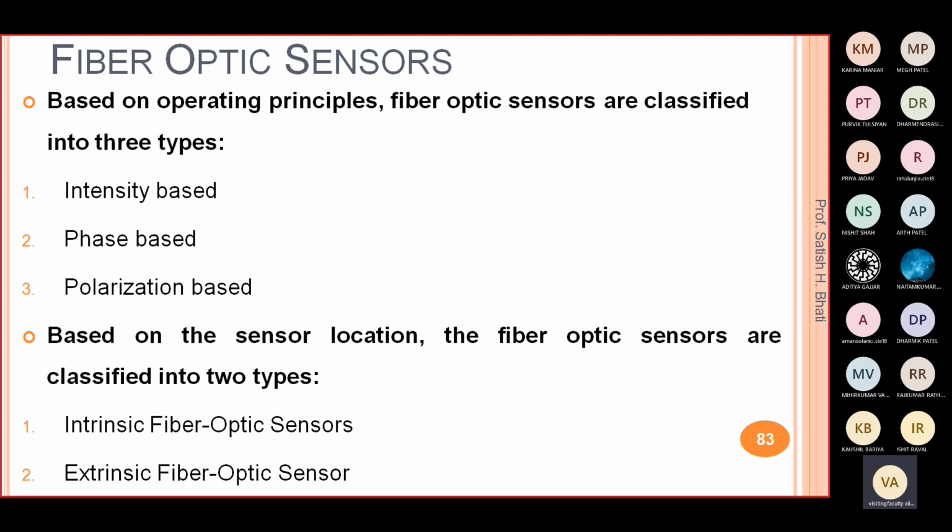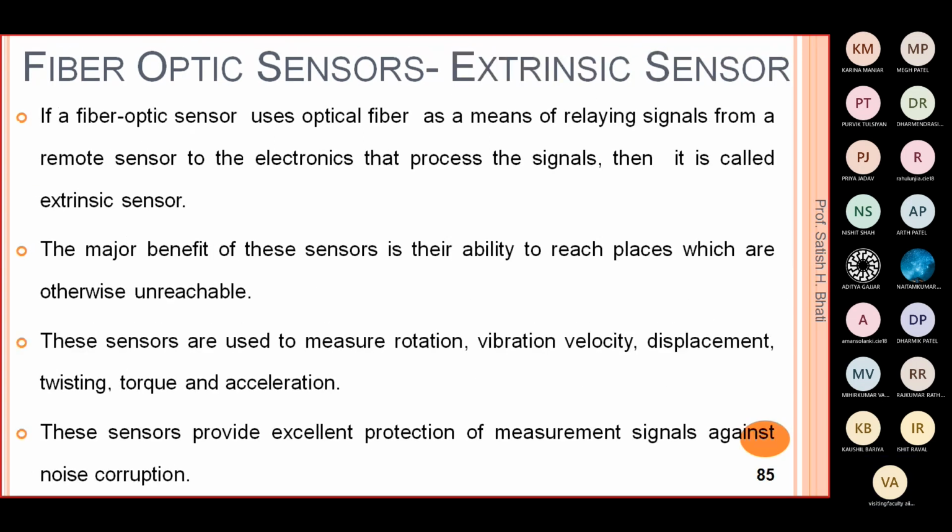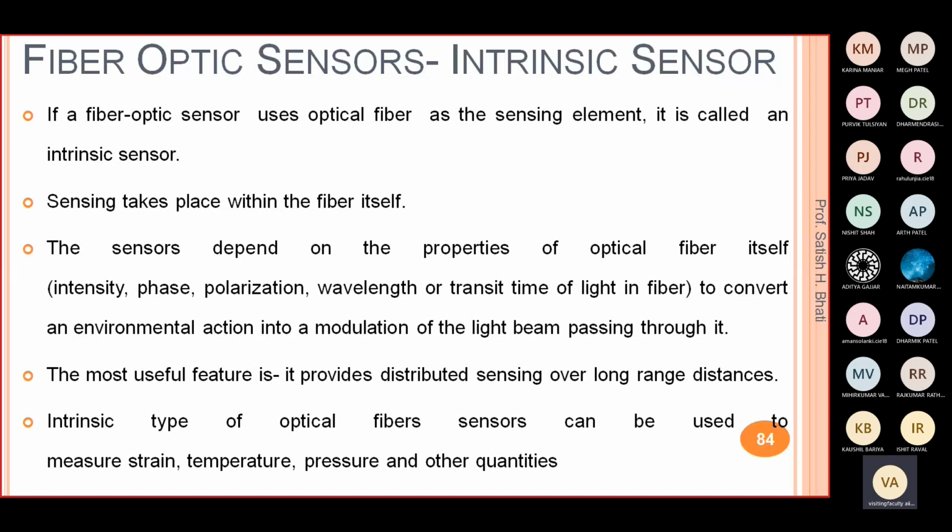Now the third category, or third classification, is based on the sensor location, where we are using the sensor. So based on that, we have two classes. One is the intrinsic fiber optic sensor, and the second is the extrinsic fiber optic sensor. Next slide, so we'll finish.